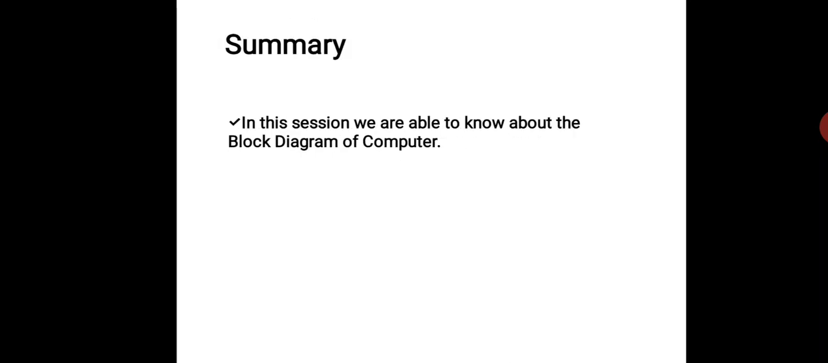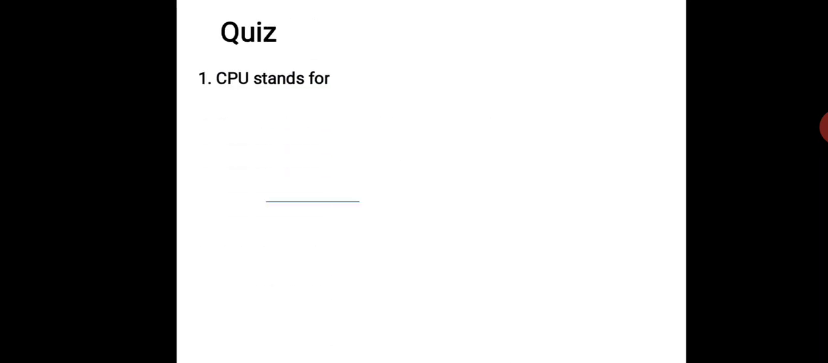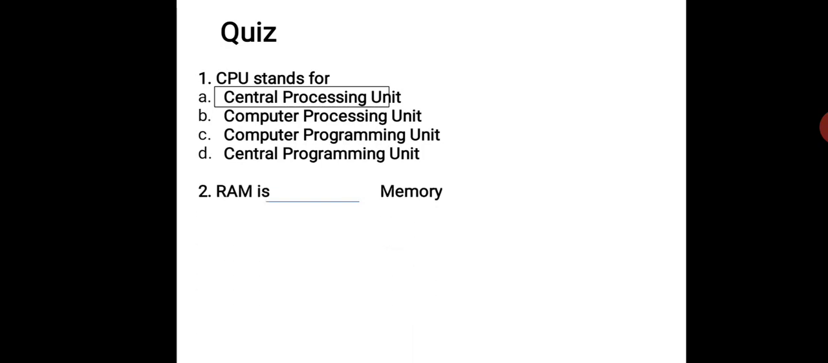This is a very important question. CPU stands for: central processing unit, computer processing unit, computer programming unit, or central programming unit. Which one is correct? Central processing unit is the correct answer. Second one: RAM is a dash memory. The options are system, volatile, non-volatile, or all of the above. RAM is the volatile memory.